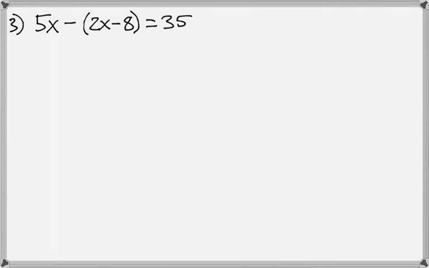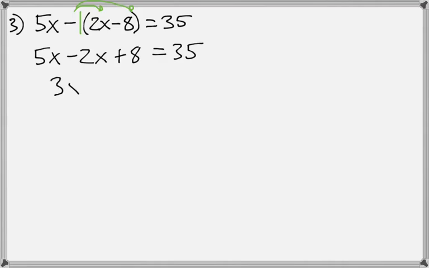And let's look at number 3. I have a parentheses here. Now, actually, there's an implied 1 here, or negative 1. And you need to distribute that to both of those terms to get rid of the parentheses. So I have 5x minus 2x plus 8 is going to be equal to 35. And then if I combine like terms, I have 3x plus 8 is equal to 35.